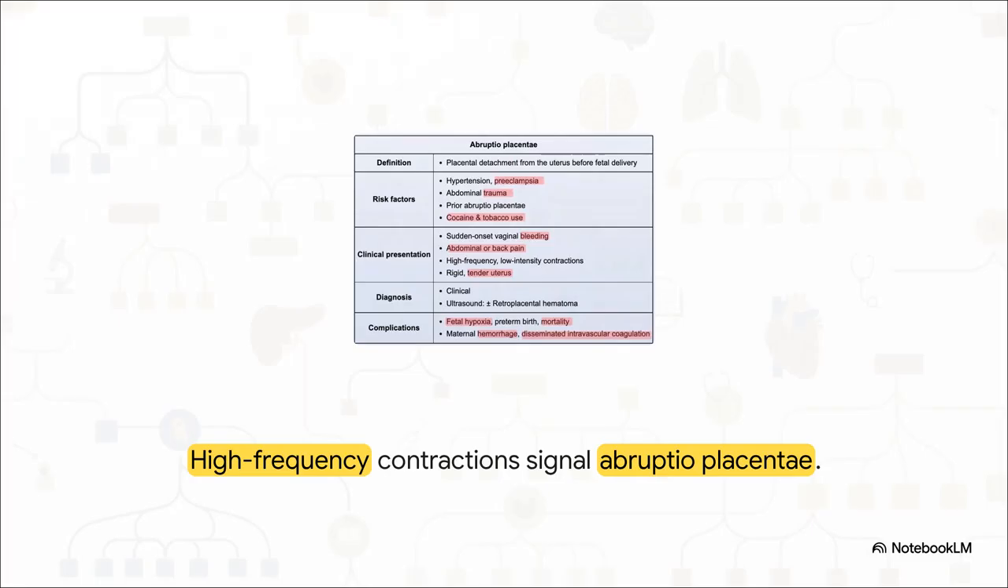Consider a pregnant patient with sudden onset vaginal bleeding and abdominal pain. Your differential is split between abruptio placenta and uterine rupture. The pattern interrupt that definitively overrides your other clues is the contraction pattern. Regular, high-frequency, low-intensity contractions point directly to abruptio placenta. Irregular, decreasing contractions would point you to a uterine rupture.